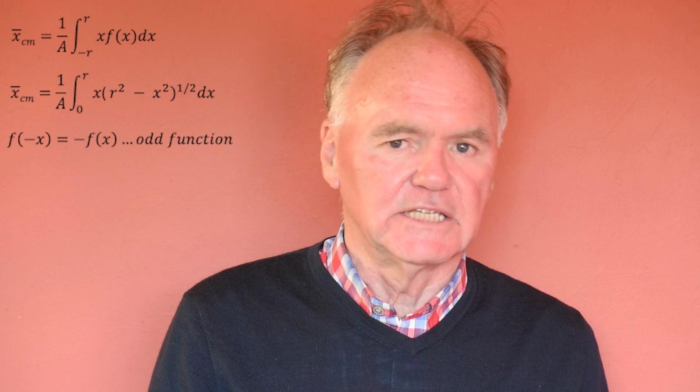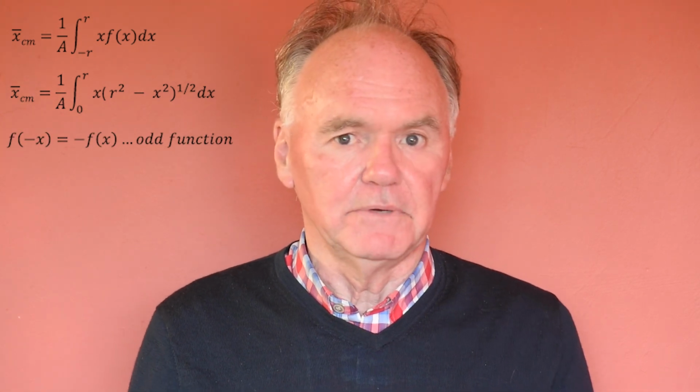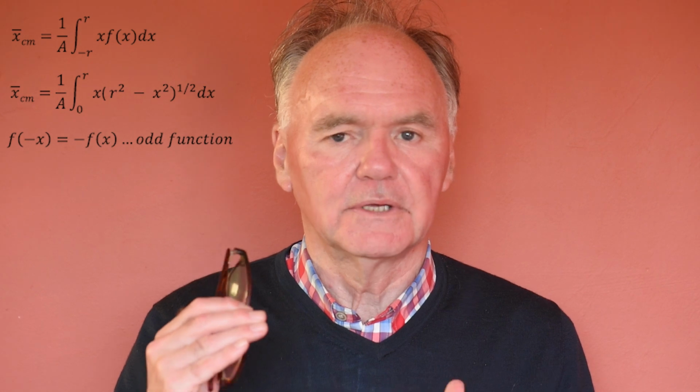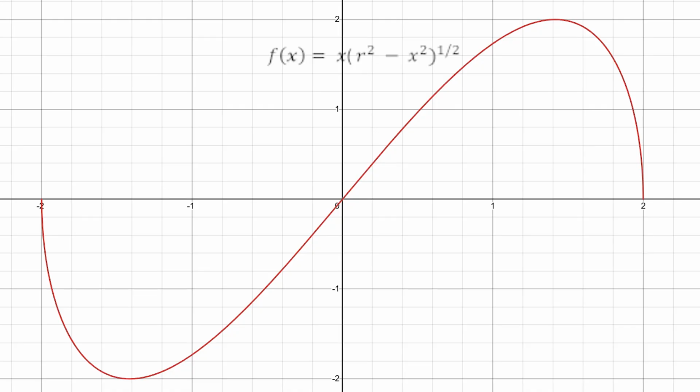x times the square root of r squared take away x squared is an odd function, because f of negative x is equal to negative f of x. What does that mean? Well, it means it's antisymmetrical about the y-axis. So if I integrate it between negative r and r, where r can be any number, I'm always going to get the answer 0. I've plotted the graph here on Desmos, so you can see the symmetry here. And that's all we need to do. Make the observation, we have proved it.